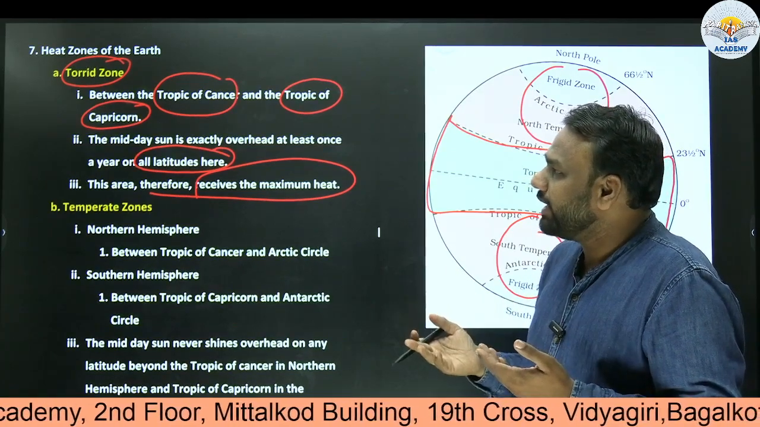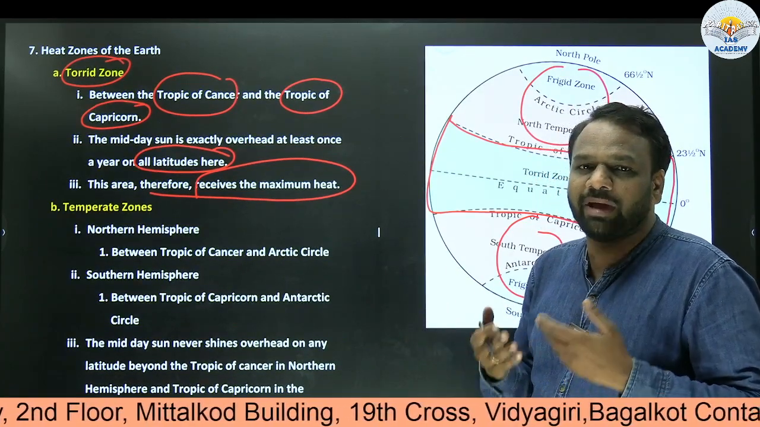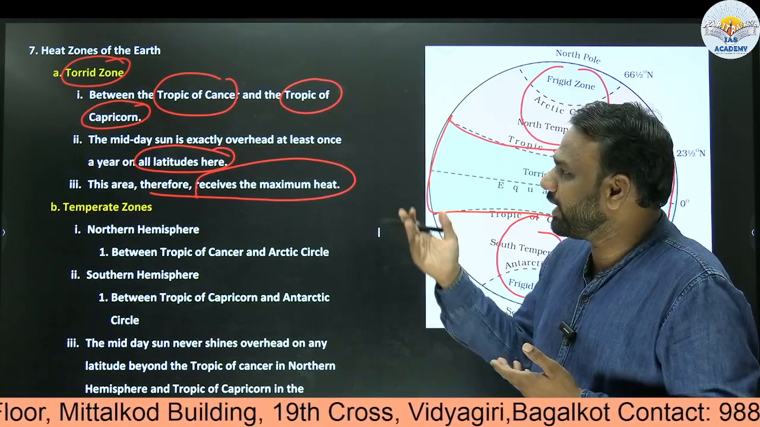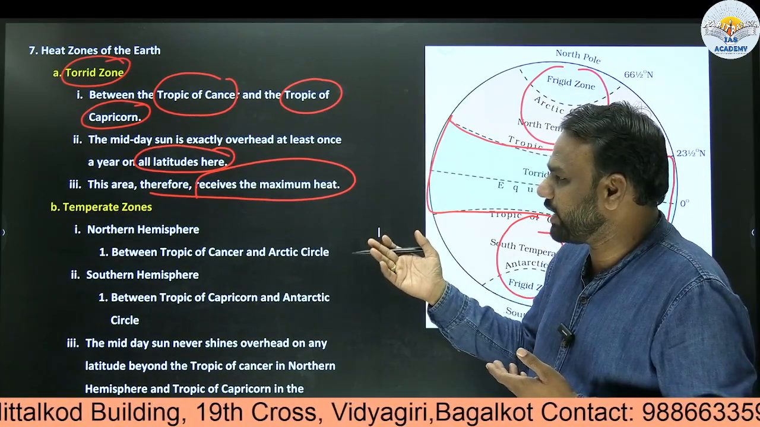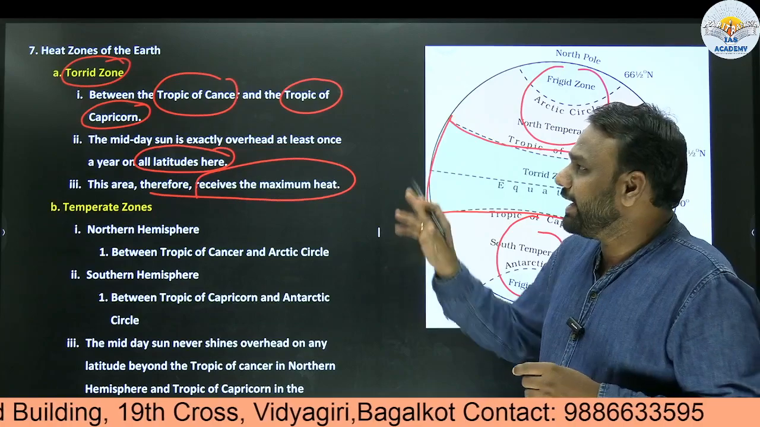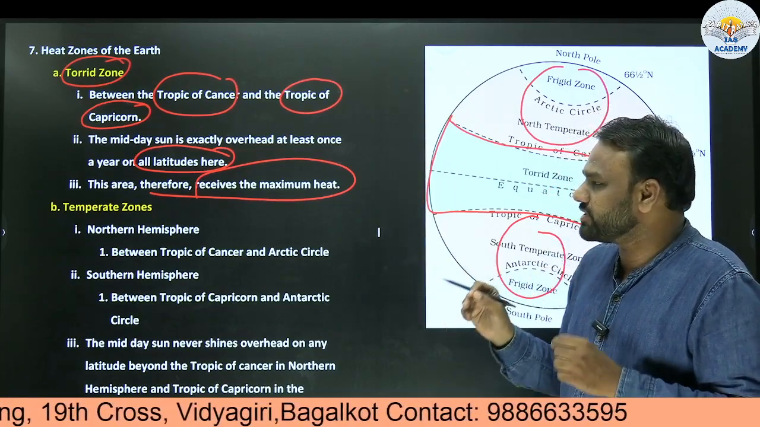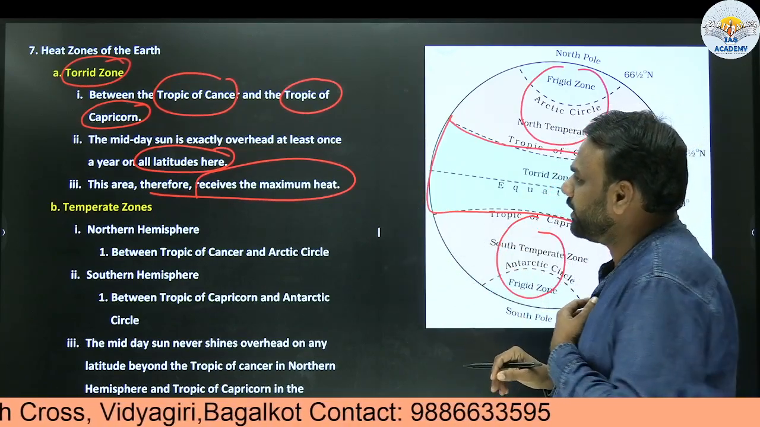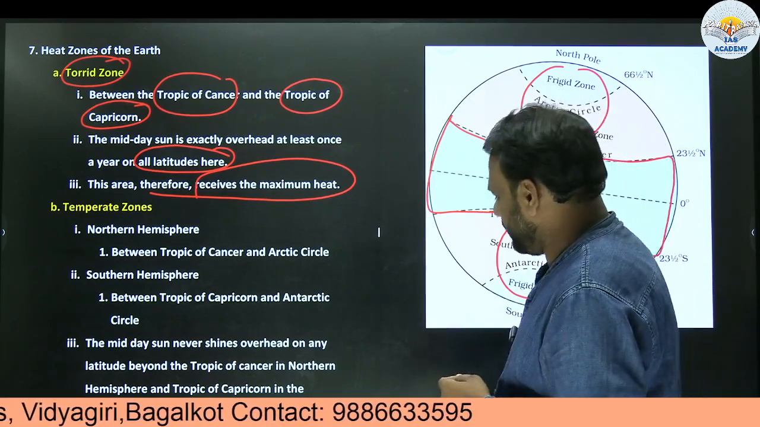Which of the following areas or zones receive maximum heat? They may give you options like torrid zone, temperate zone and so on. So here we have to remember it is the torrid zone which receives the maximum heat.